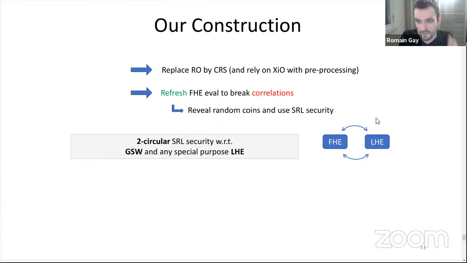Because we didn't stop there. So that was the first step. All right, so by cycle of size 2, remember, I mean, FHE encrypts the secret key of the LHE, and the LHE encrypts the secret key of the FHE.